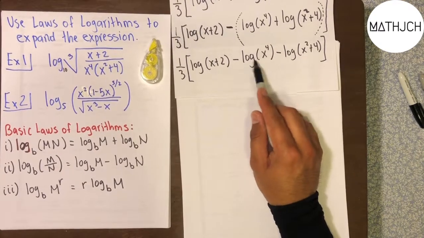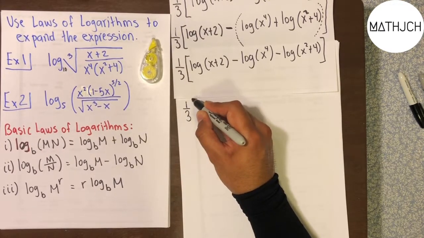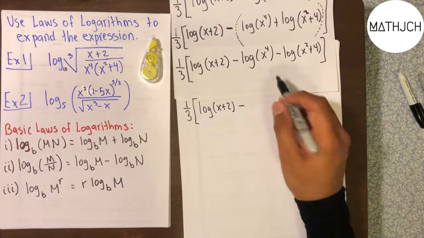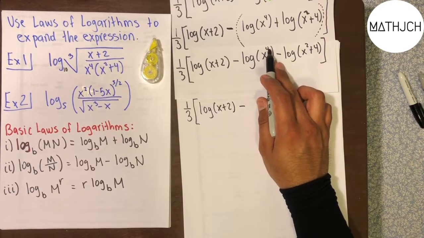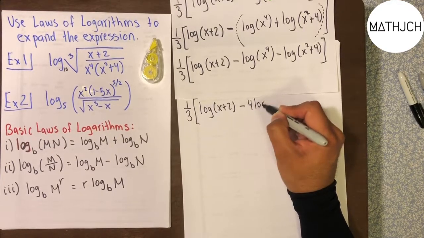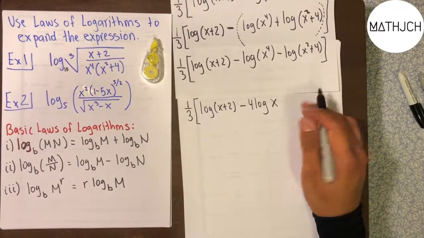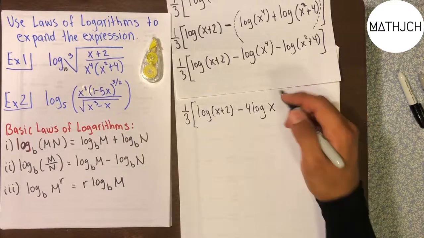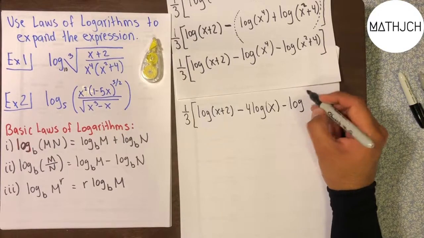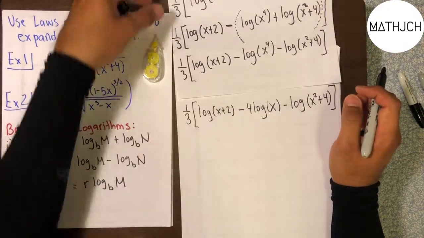Okay, so let's work on the middle one. So we have 1/3 big bracket log of x plus 2 minus, notice here, again, we have an exponent or a power, so we could bring it to the front and rewrite just log with the letter that was with the power. It's up to you whether you want to write parentheses or not, it doesn't really matter. Then minus log of x squared plus 4. And let's close the big bracket right there.